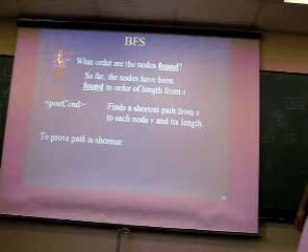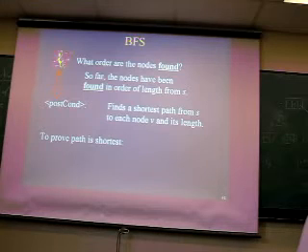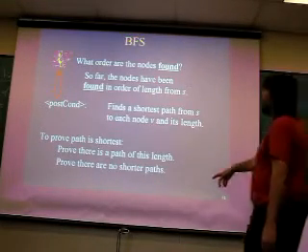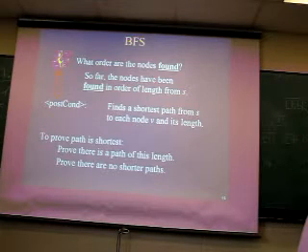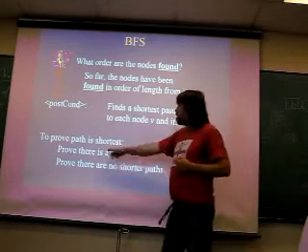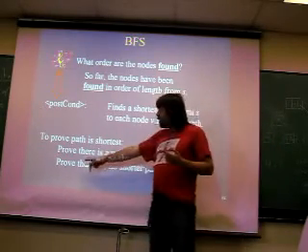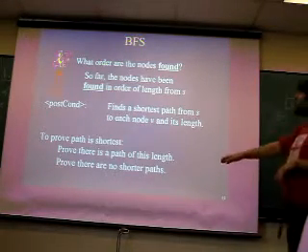So now, in the end, we have to prove that we meet this post condition, right? That we have to prove that for every node, we find a shortest path from S to that node. So there are 2 steps in proving that we've found the shortest path. The first step is that for every node, we have to prove that there is a path of that length. And we also have to prove that there's no shorter path.